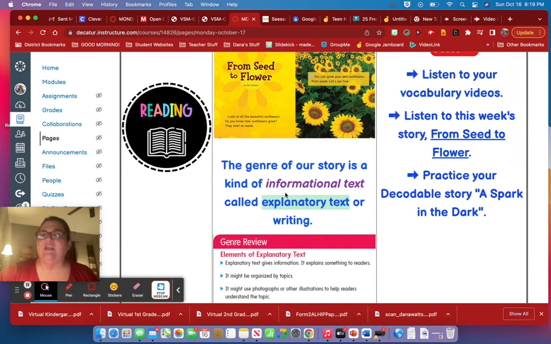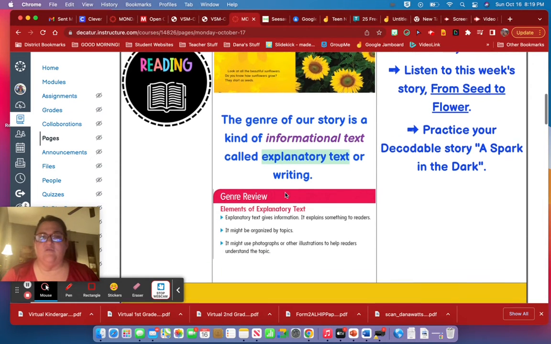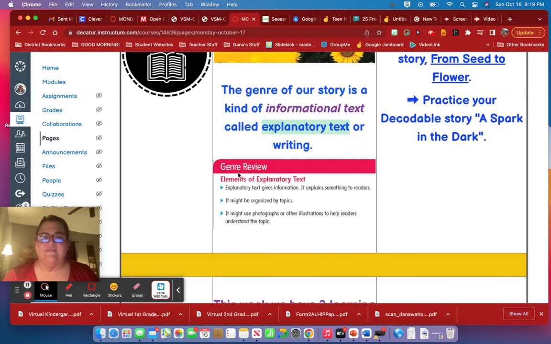And when you say the word explanatory, it kind of sounds like the word explain, right? And that's exactly what it does. Explanatory writing explains things to the readers. And down here, it gives us some information about explanatory text. It gives information, it explains something to readers, it might be organized by topics, it might use photographs or other illustrations to help readers understand the topic.